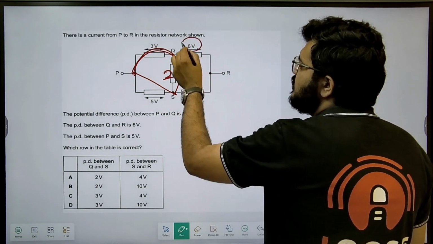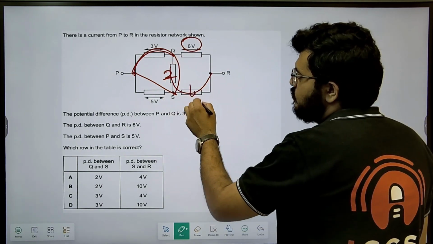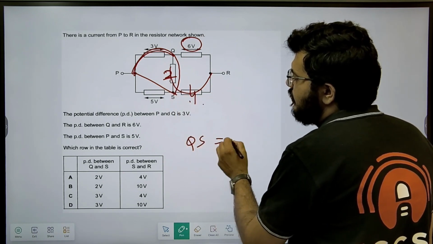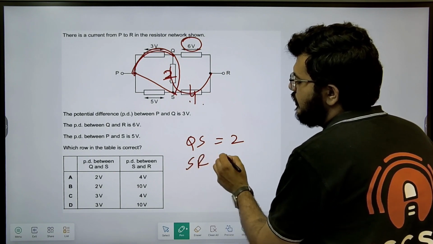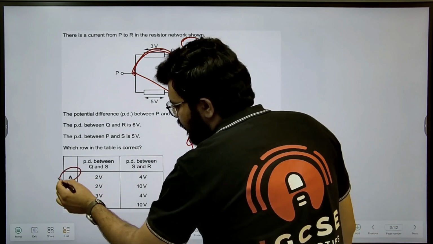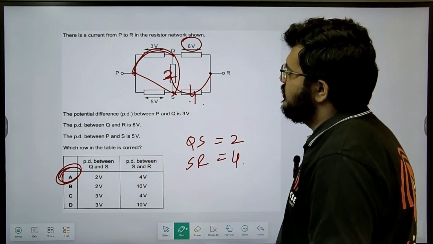Then, if this is 6, then the total of these two should also be 6. So, this has to be 4. 2 plus 4 is 6. So, QS is equal to 2 and SR is equal to 4. That is my first option and that is the answer I have, right?